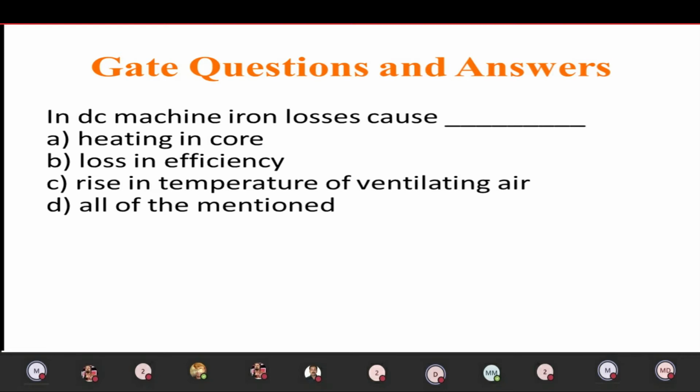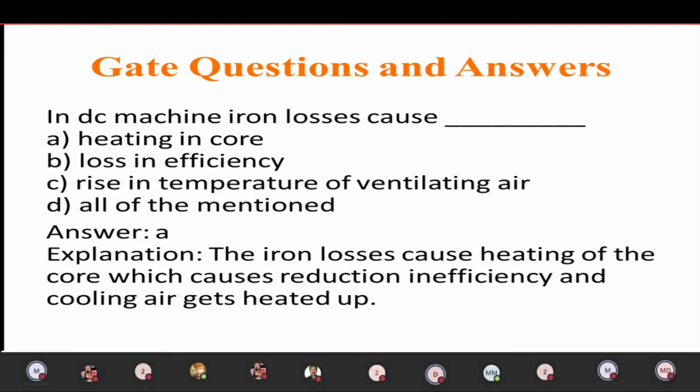So the losses in the machine may differ due to their nature. For example, iron loss, copper loss, and mechanical losses like friction. All the losses are dissipated in the form of heat only. So let me see the answer.